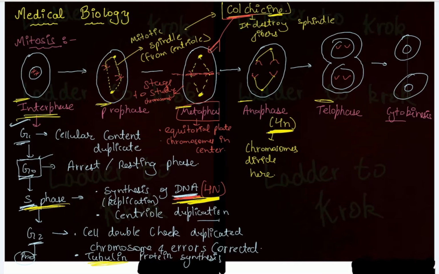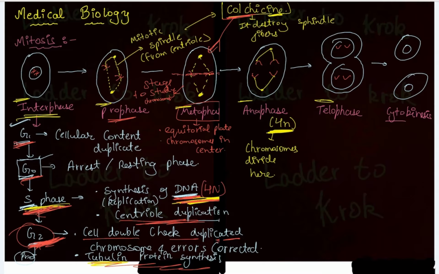In interphase there is G1 phase, G0 phase, S phase, G2 phase. After this G2 we have prophase. In S phase there is synthesis of DNA and the centriole duplicates here. In G2 phase tubulin protein is synthesized, and in this G2 phase the cell also double checks its duplication, that everything is duplicated correctly. In cancer cells this G2 phase is absent, that's why there is unnecessary or pathological division of cells.